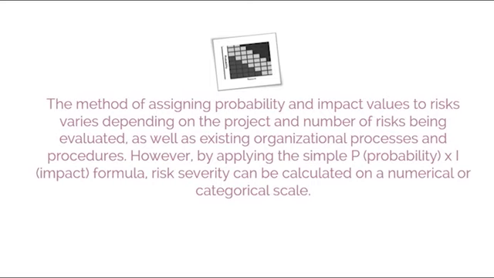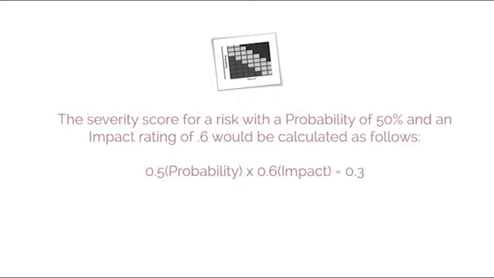However, by applying the simple P, probability, times I, impact formula, risk severity can be calculated on a numerical or categorical scale. For example, the severity score for a risk with the probability of 50% and an impact rating of 0.6 would be calculated as follows. 0.5 probability times 0.6 impact equals 0.3.